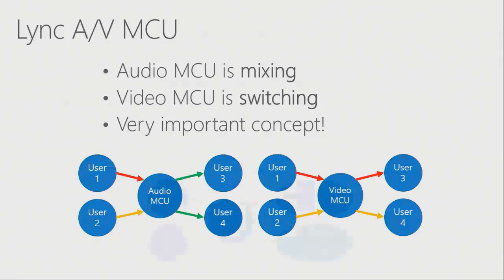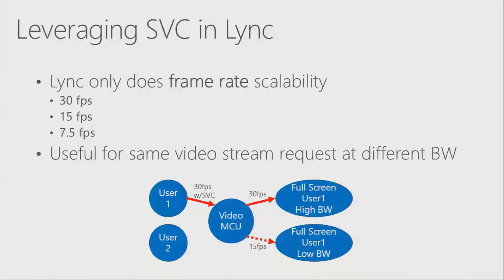Now, how can we leverage SVC? Well, let's say you have the situation below, where you have user 1, which has requested a full screen, and then you have the bottom user who's also requested full screen, but they've computed that there's lower bandwidth. Well, this is the perfect case for Lync and how it can use SVC. User 1 is sending his video 30 frames per second with the SVC. And that video MCU, even though it's a switching MCU, because it's SVC, it has the option of sending lower frame rate packages to endpoints that can't accommodate the full 30 frames per second.